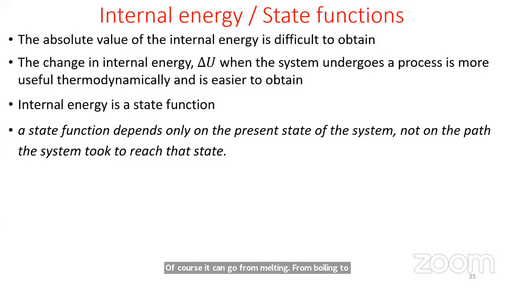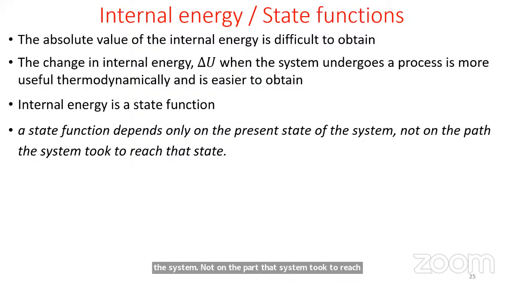So that is why we say that it's a state function. It's a mathematical function that relates different state variables, that is, from one state to another. So that is why we say that internal energy is a state function. You can only get the change in internal energy, but to get the absolute value of internal energy is very difficult to obtain. So a state function depends only on the present state of the system, not on the path that system took to reach that state.